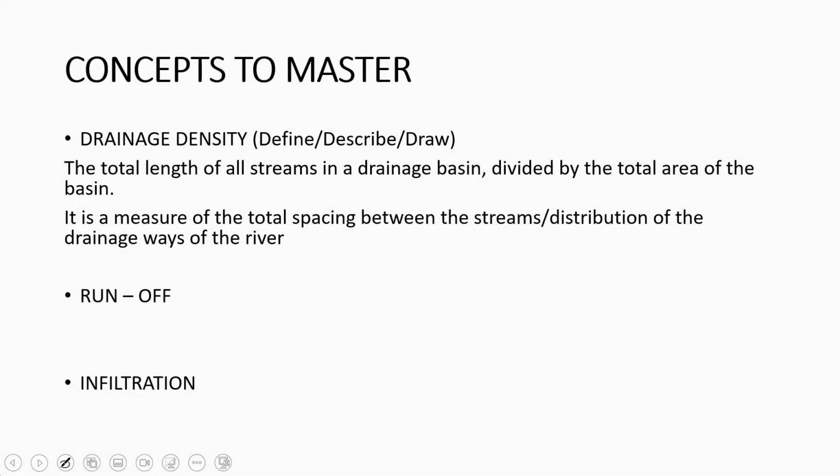It is the total length of all streams in a drainage basin divided by the total area of the drainage basin. So you add up the length of all the streams in the basin, then you divide that by the total area of the drainage basin, okay? It's a measure, maybe a different approach to the definition. It's a measure of the total spacing between the streams or the distribution of the drainage ways of the river.